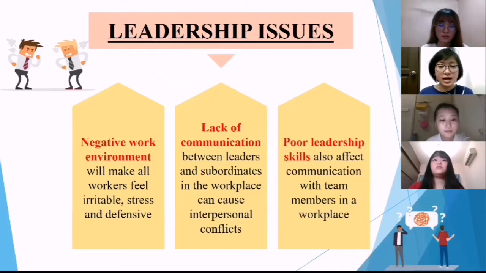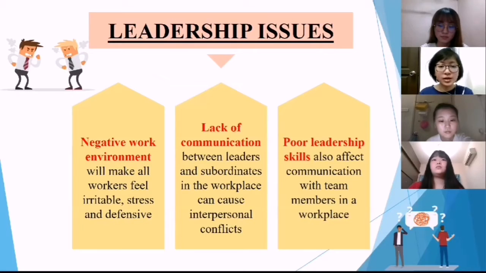The second is lack of communication between leader and team members in the workplace, which can cause interpersonal conflict. For example, common factors of poor communication include misunderstanding, misinformation, and workplace conflict.